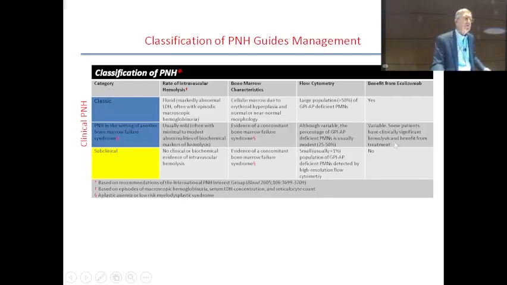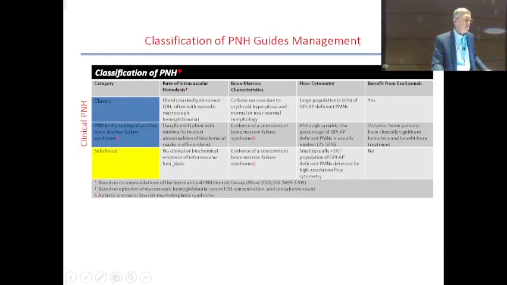And about 50% of the patients who fall into this category will require some specific therapy for PNH, either anti-complement therapy or anticoagulation for risk of thrombosis.